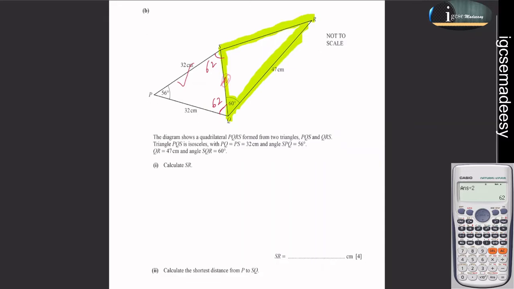Now let's use the sine rule. So sine 56 divided by SQ equals sine of 62 divided by 32, whatever side you say, it will give you the same. So we'll find out the value of SQ. SQ will be equal to, cross multiply, sine 56 times 32 divided by sine 62. Then we can calculate SQ using a calculator.